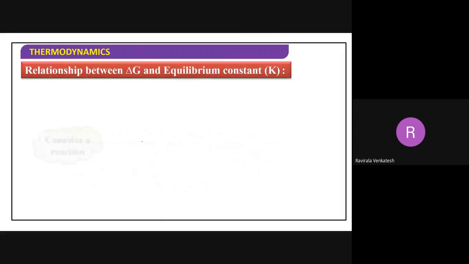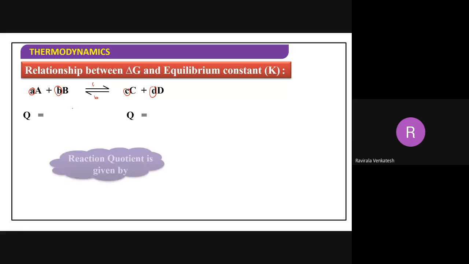Let me see this one here. Relation between delta G and the equilibrium constant. First of all, I have taken an equilibrium reaction: A plus B gives rise to C plus D. Forward reaction is there, backward reaction is there. This is the forward, this one is the backward. These are the stoichiometric coefficients of this equation. Number of moles also we can call theoretically.